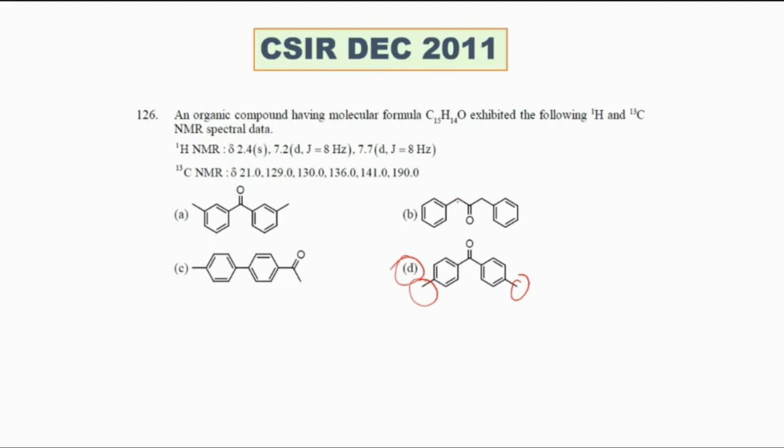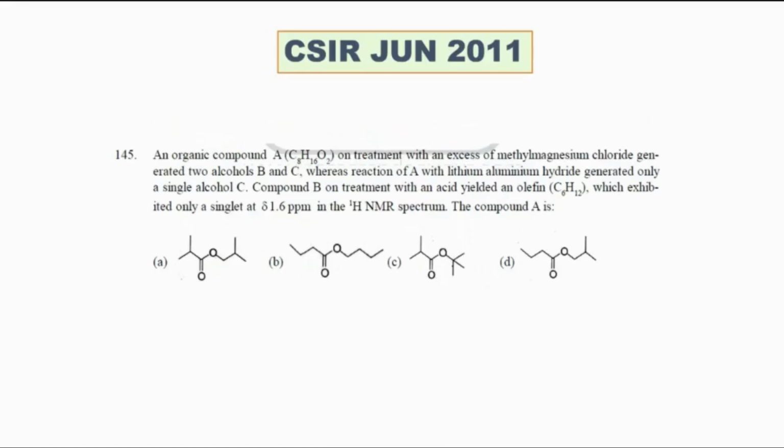Here there is a doublet, and a doublet means para substituted, so this will be wrong. Then you cannot have identical values. For them to be identical, you can have only an identical system. This will also be ruled out based on the doublet, and this will not give you identical values. So the only option left is option D. Very interesting problem.